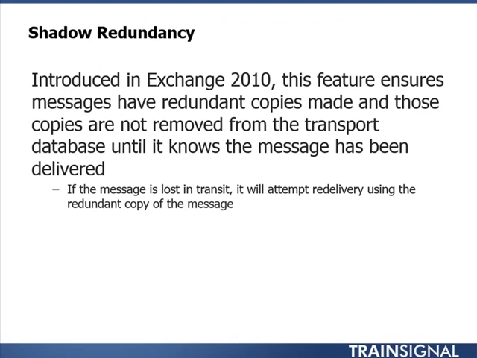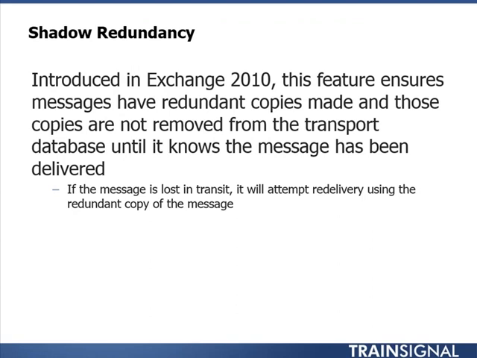Shadow redundancy was introduced in Exchange 2010, and what this feature does is it ensures messages have redundant copies made, and that those copies are not removed from the transport database until it knows that the message has been delivered. So the nice thing about shadow redundancy is in the event this message is lost somehow in transit, the shadow redundancy feature will attempt redelivery using that redundant copy of the message.